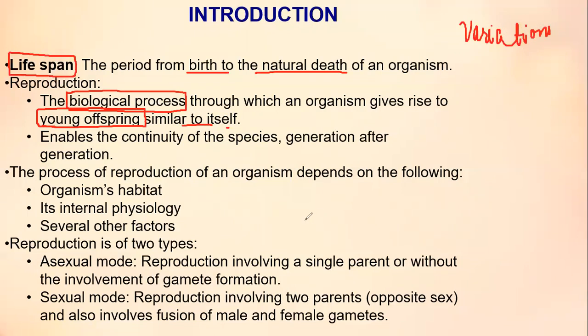We'll be studying that variations are possible in certain types of reproduction, whereas some other types of reproduction will give rise to the same offspring, which will be identical. Sometimes they may be morphologically identical, or sometimes they may be genetically and morphologically identical.